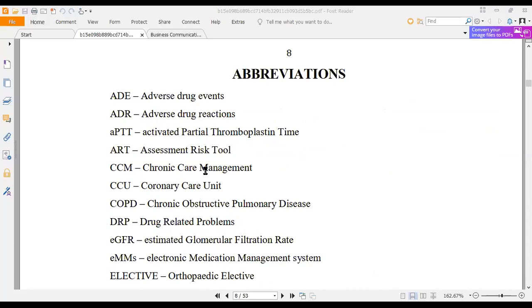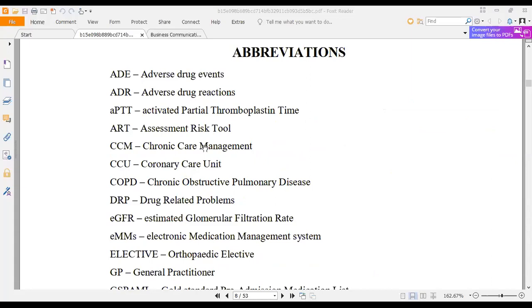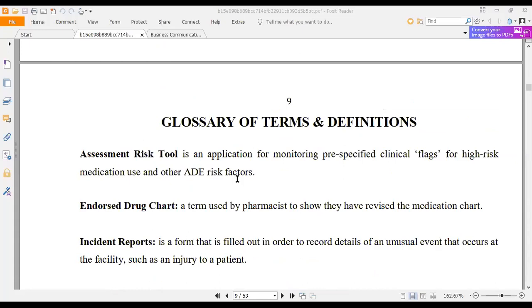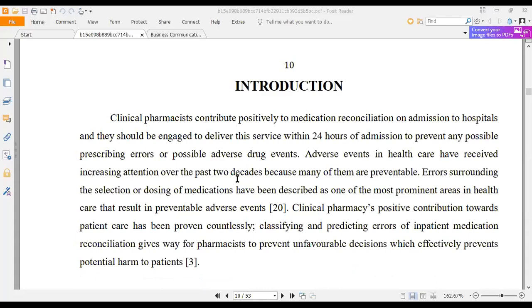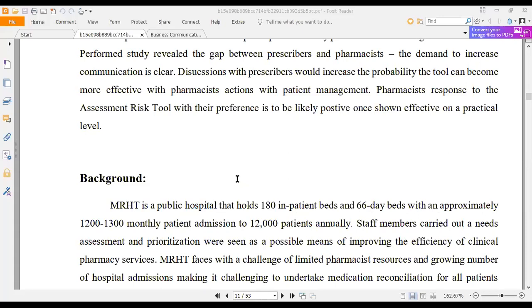But then you have a list of abbreviations, all the abbreviations that you have used in the document. And with those abbreviations, then you have a list of terms and, you know, a list of pictures and tables. Then the introduction starts, which is the first chapter. Then you have objectives of the research, the literature review.